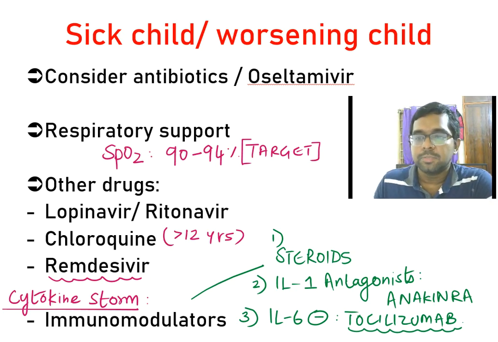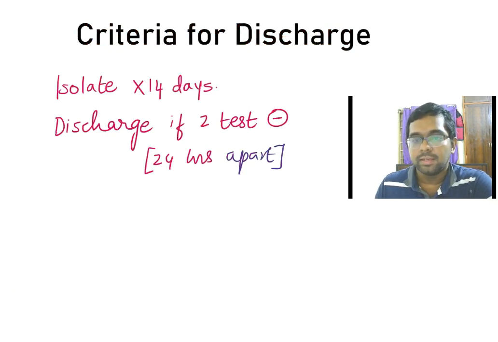So that's about the management of a child who is actually having a worse course in the hospital, but this is very rare. Most of the times, you will have a child who is doing well, and you can isolate the child for 14 days and then discharge after 2 negative tests. This is the usual scenario.